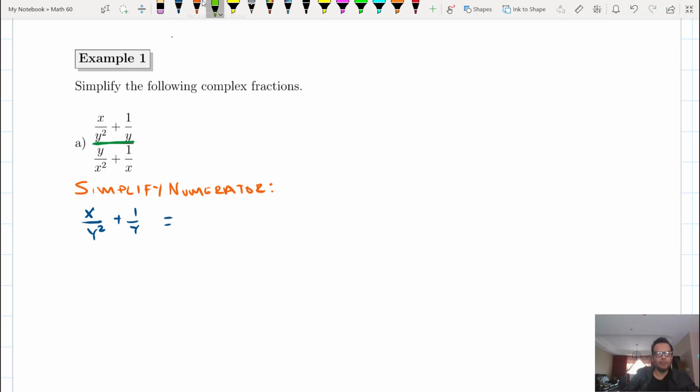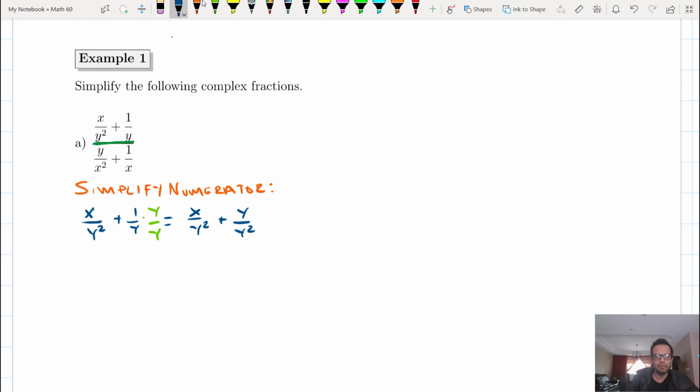So what are we going to do? Notice when trying to combine these two fractions, there's no way we can just add them because the denominator is not the same. So this is where we apply the last topic we did in class, which is finding an LCD before we can combine the fractions. We have a y squared and a y, so multiplying and dividing by y will give us a common denominator. So we have x divided by y squared plus y divided by y squared.